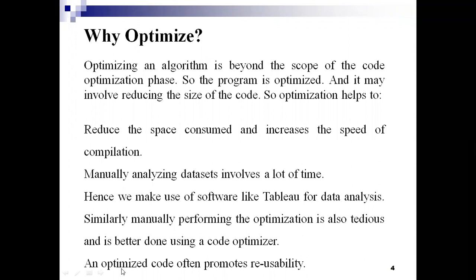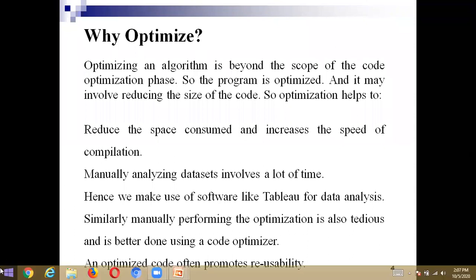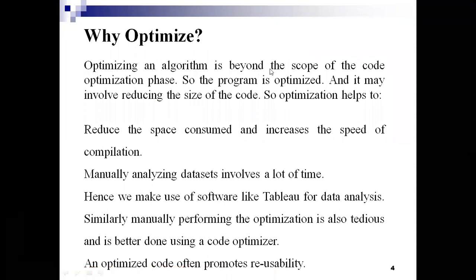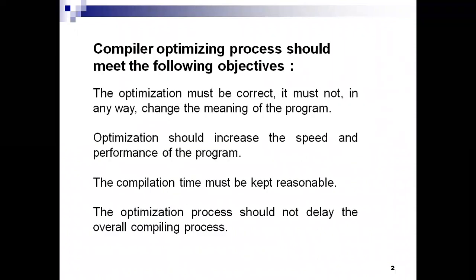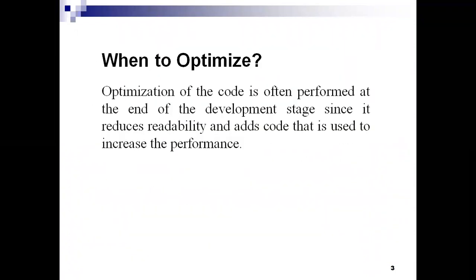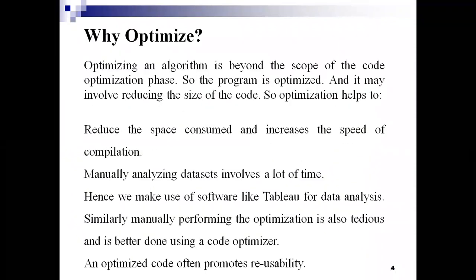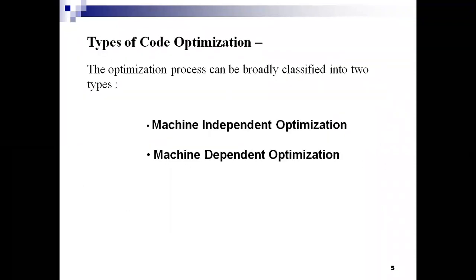So optimized code often promotes reusability. Make a note of this. Up to now, from the starting of this class: what is code optimization? What are the objectives of code optimization? When to optimize? Why to optimize? Now, what are the types of code optimizations?